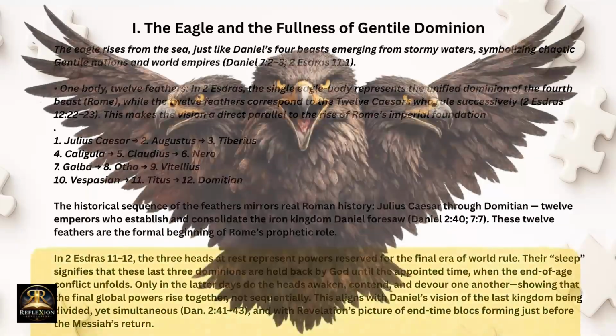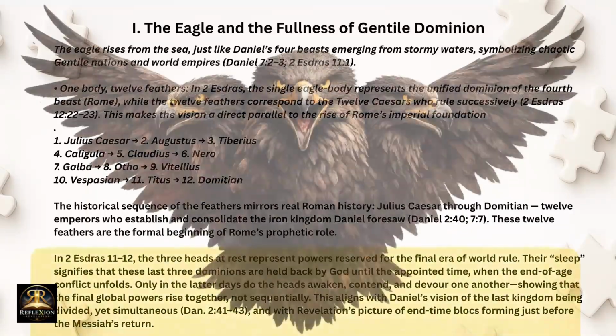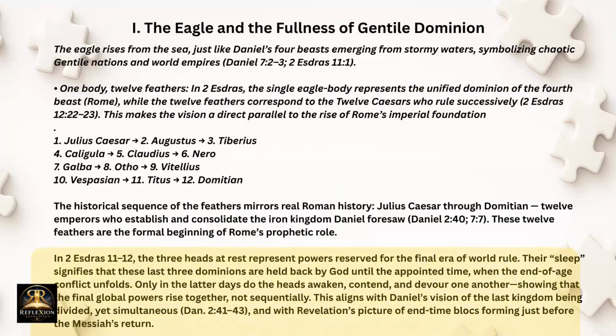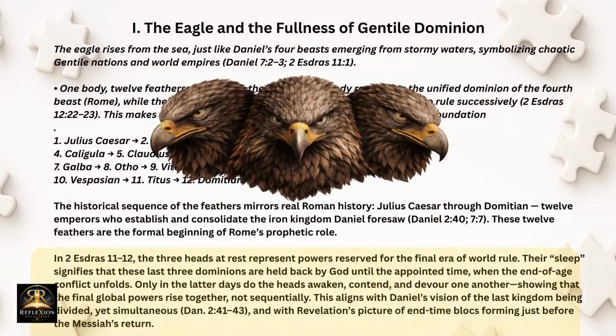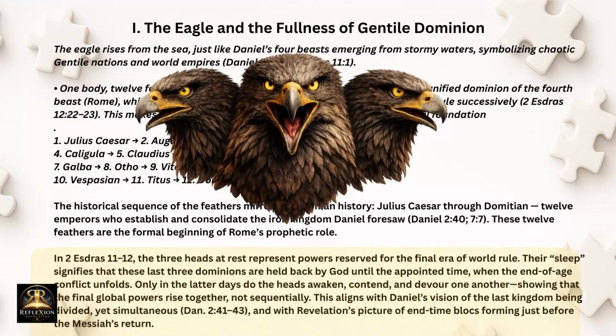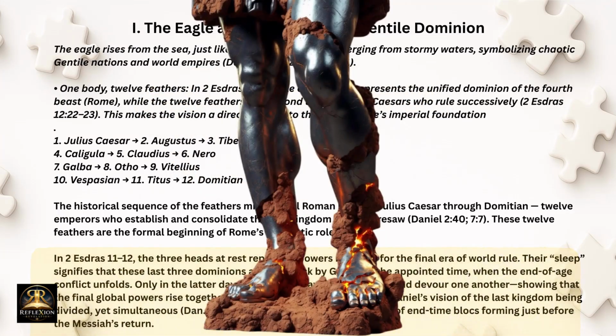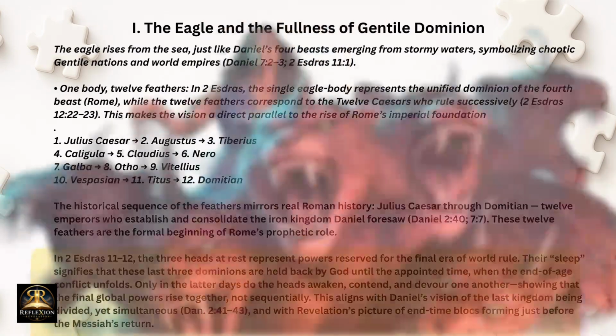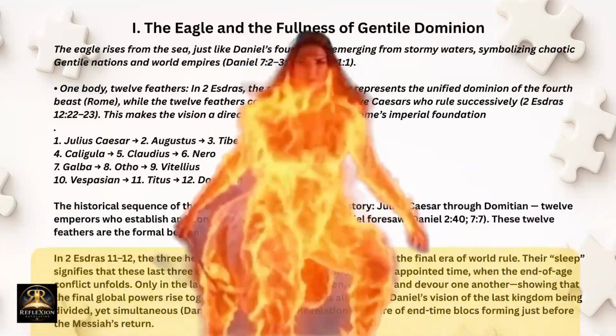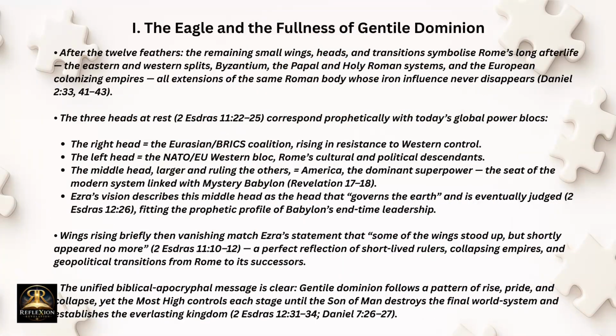So even with this, you're not looking at the eagle heads like, okay, the 12 happened, then the 3 heads arise. It doesn't happen like that. It happens over time, so then you probably find gaps. Anyway, this aligns with Daniel's vision of the last kingdom being divided simultaneously, and with Revelation's picture of the end-time blocks forming just before the Messiah's return.